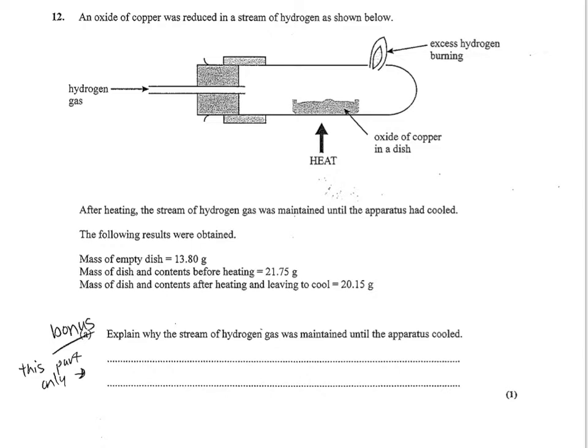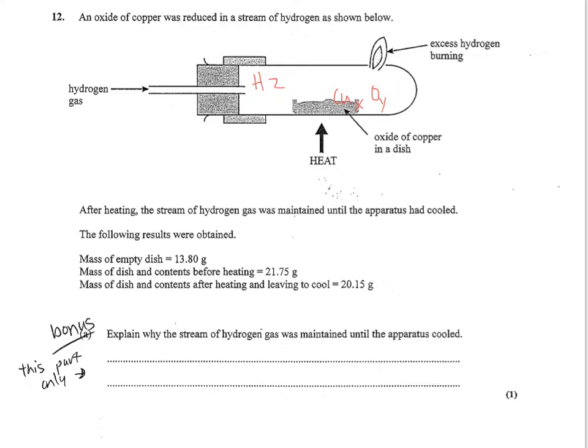Number 12 says an oxide of copper was reduced in a stream of hydrogen as shown below. So I've got H2 coming in here. This is some kind of copper oxide. So I'm not sure if it's copper 1 or copper 2, so I'm going to put CuXOY. And it's going to burn off the excess hydrogen over here. And that means that basically I have a sealed system. I'm only allowing H2 in. I'm not allowing oxygen or any air into this system.